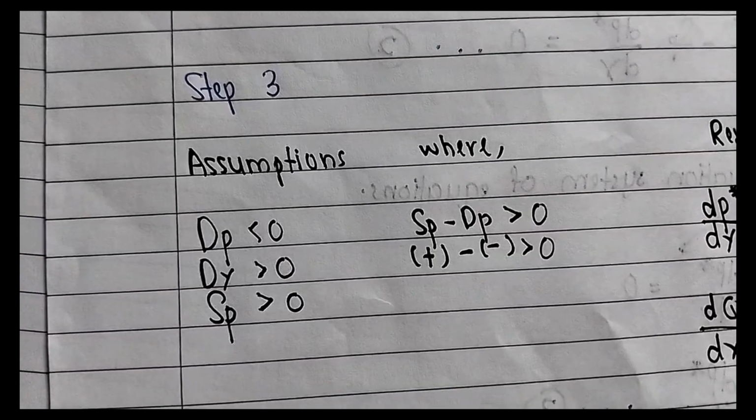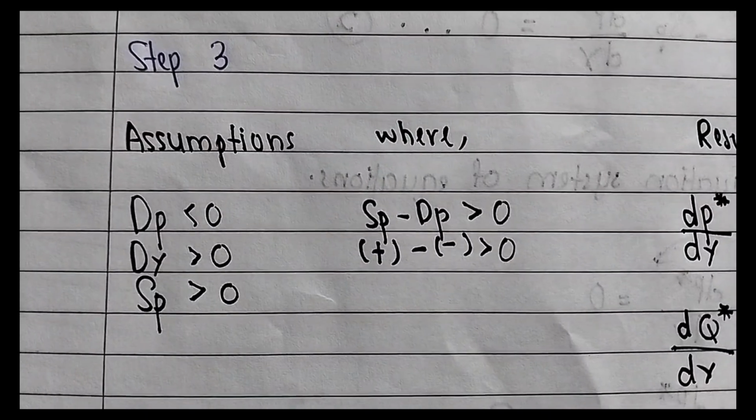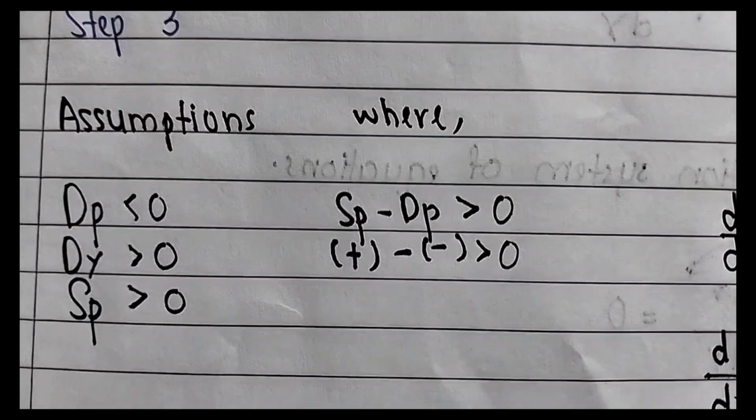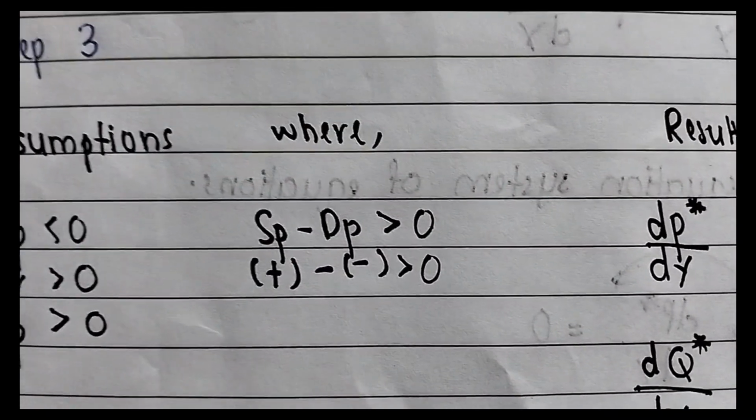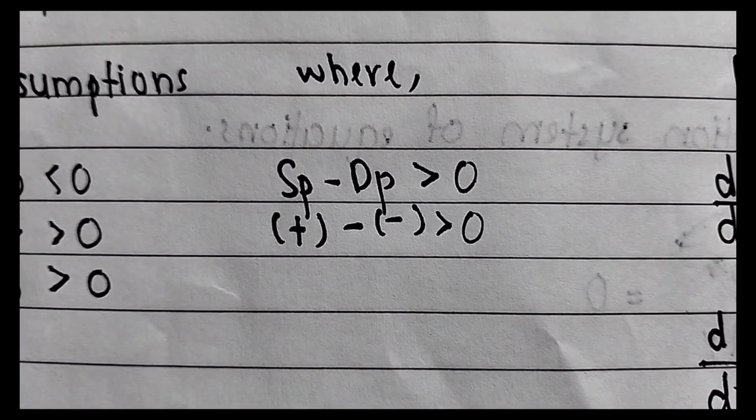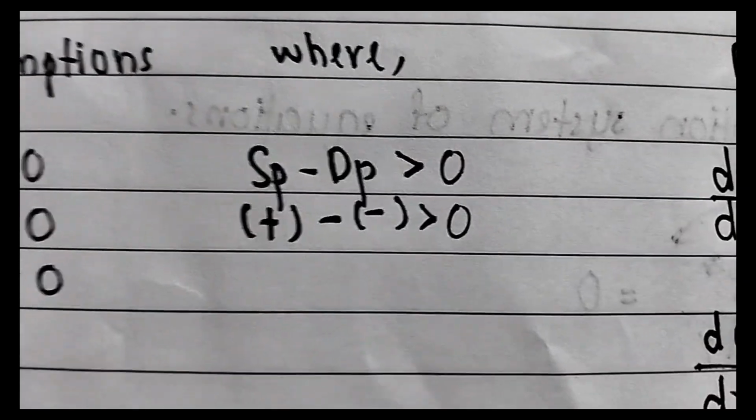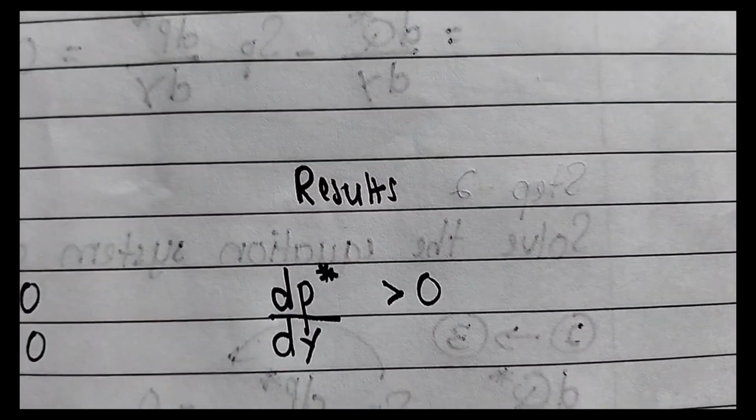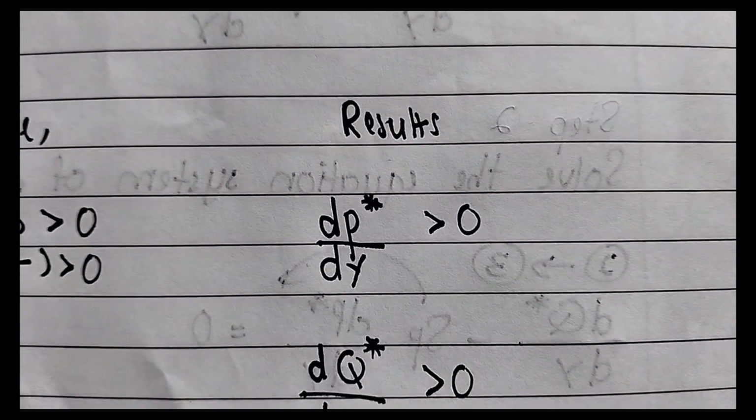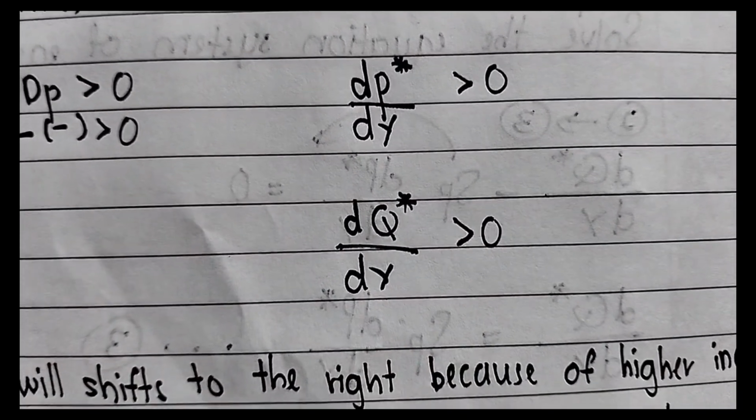We must do the third step, which is the assumption. Just now we see the assumption is dP is less than 0, dy is more than 0, and SP will be more than 0, where SP minus dP will be more than 0, because when negative meets negative, it will be positive. Then we will get the result for this equation: dP star over dy will be more than 0, and dQ star over dy will be more than 0.